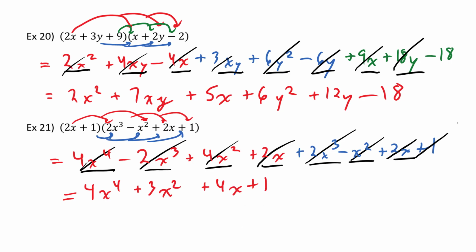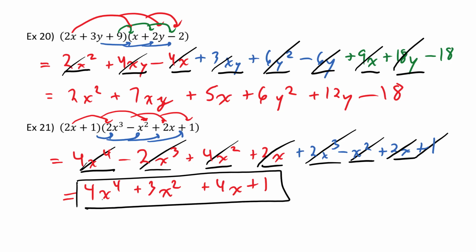And when you're done, you should see all values are crossed off. If not, you missed one, go back and correct it. And you can see this is now our final answer right here. We've expanded out, distributing all those values in the binomial to the polynomial, and then we collect like terms.